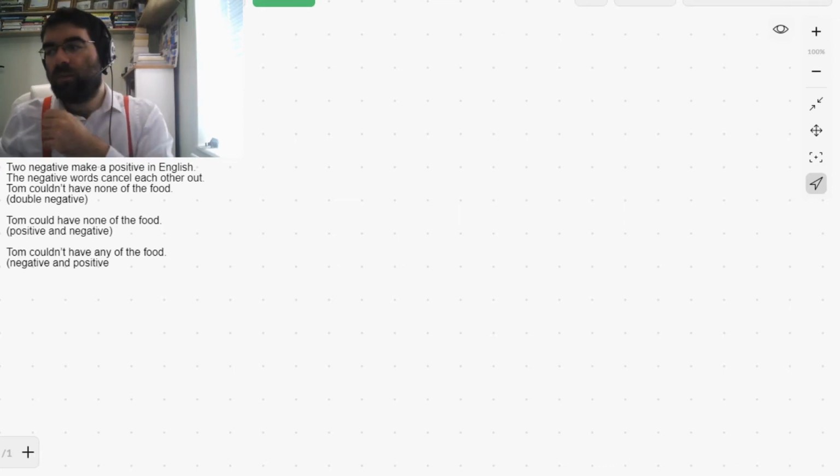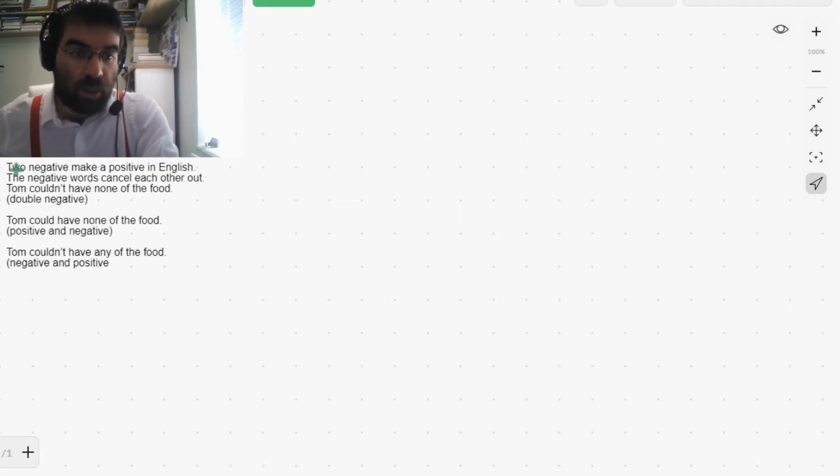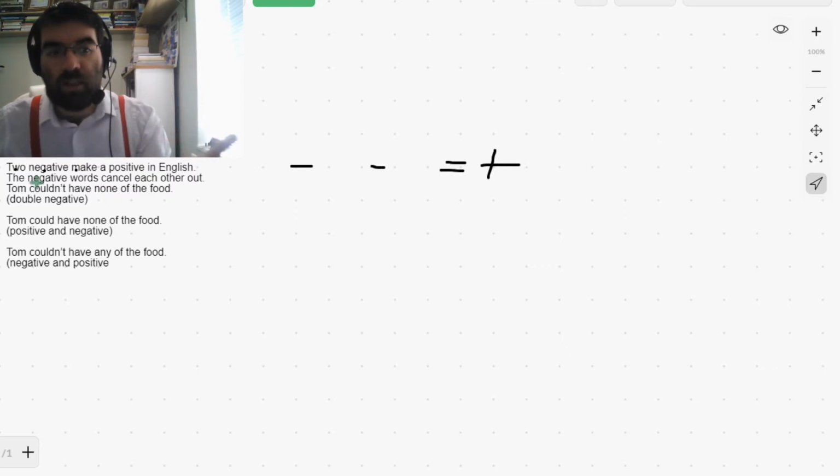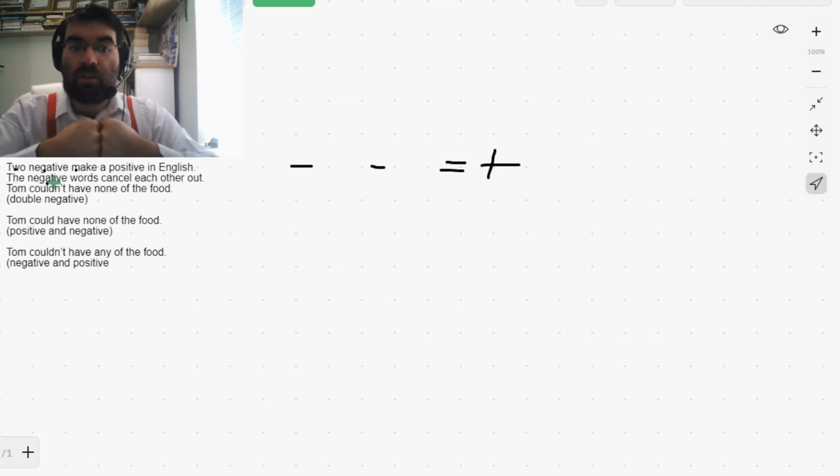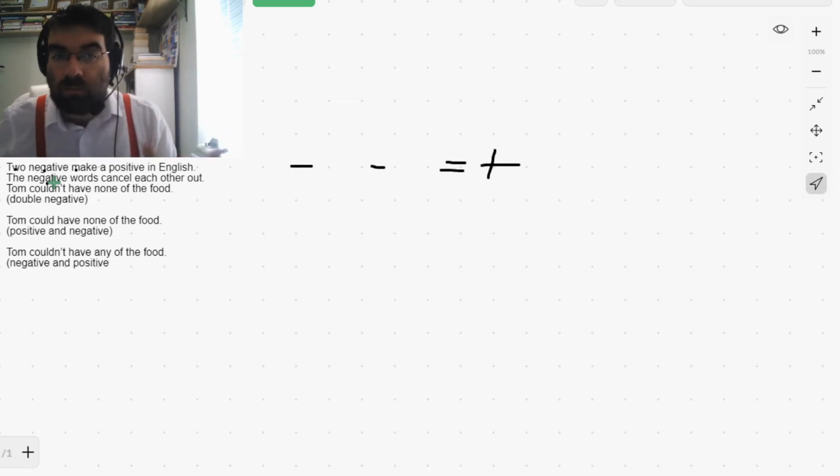Okay, so let's look at double negatives. Two negatives make a positive. A negative and a negative equals a positive in English. The negative words cancel each other out. So, Tom couldn't have none of the food.